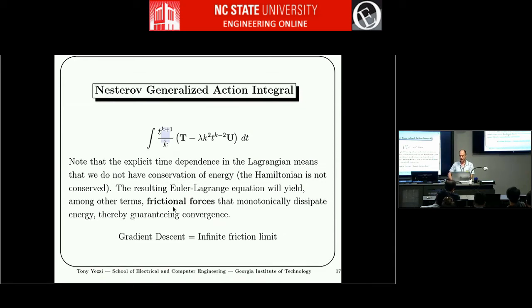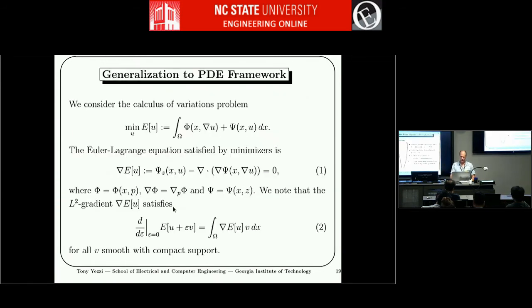So if you have incredibly high friction, then things are almost gradient descent. All right, so let's now do this for the sake of PDEs, and then I'll show a demo because it's really cool the way that the optimization goes a completely different path. Okay, so let's consider a class of calculus of variations problem.